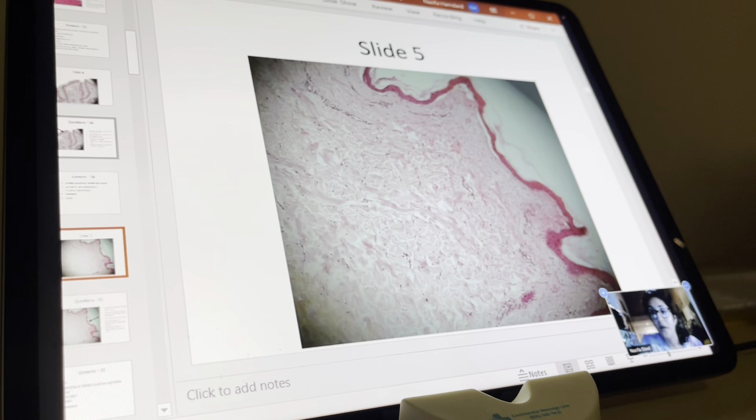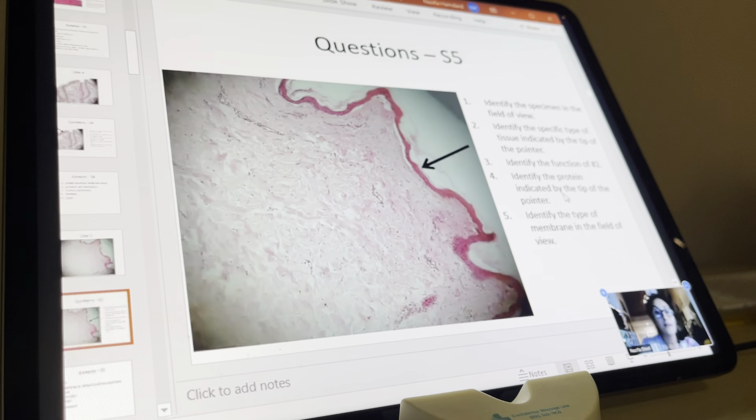All right, so number 5. So I just asked Eric, so Leanne, identify the specimen in the field of view. Yep, yeah, exactly. It's our skin. Yeah, perfect. Okay, for number 2, Aurelie. So identify the specific type of tissue at the tip of the pointer.